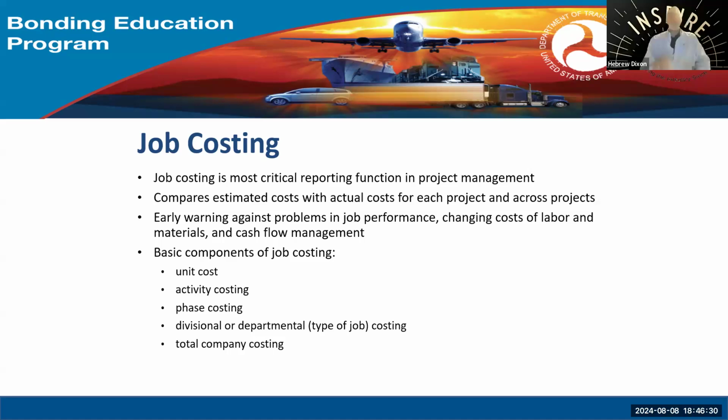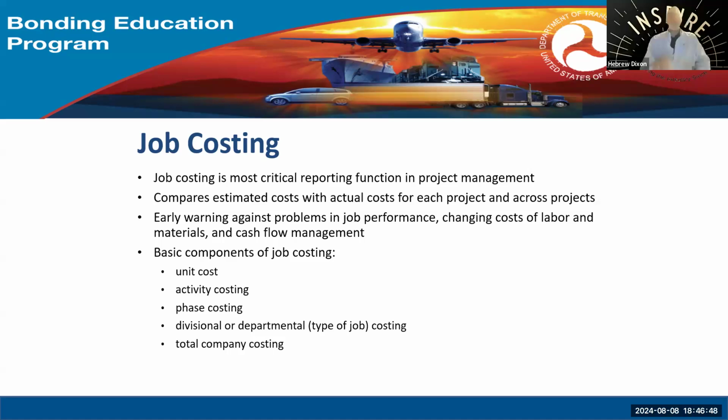Now, what are the basic components of job costing? Pretty straightforward, right? You got unit costs, and everybody knows what unit cost is: cost of stuff that happens. The activity costing, phase costing really talks about what's going on in a specified amount of time, over a period of time, activity or phase, right?